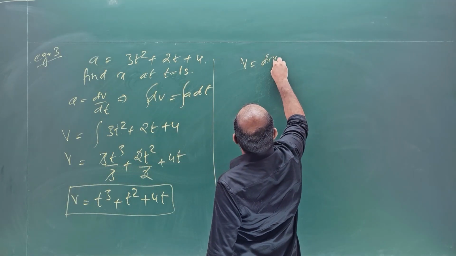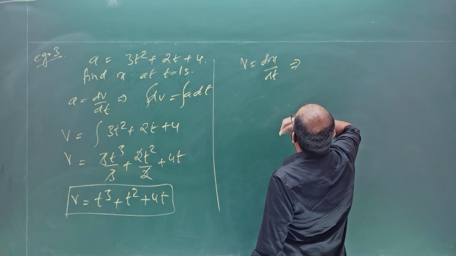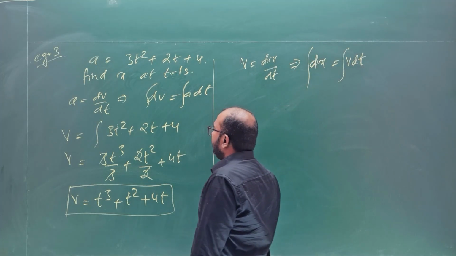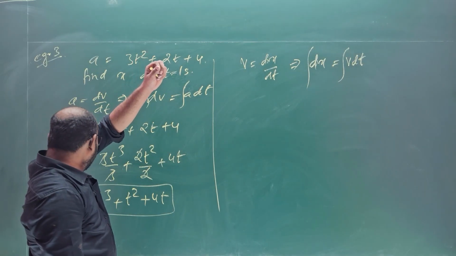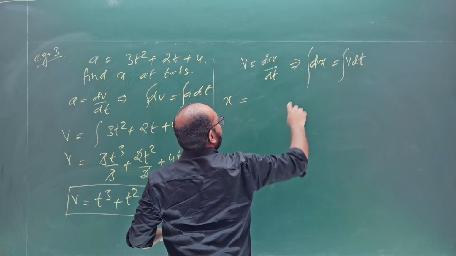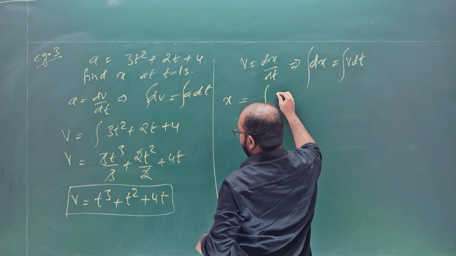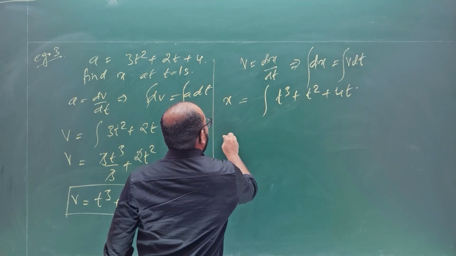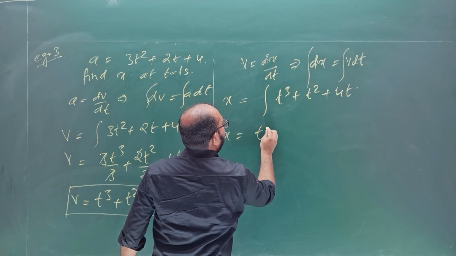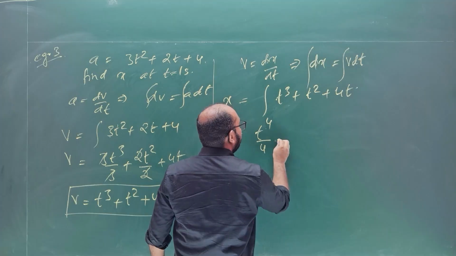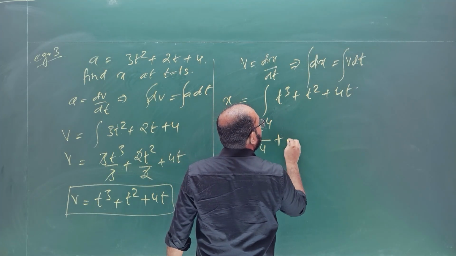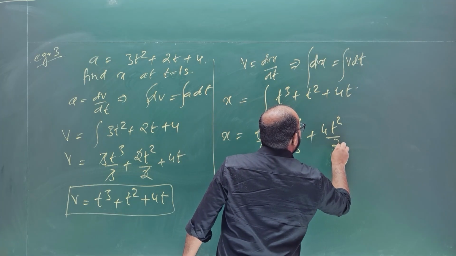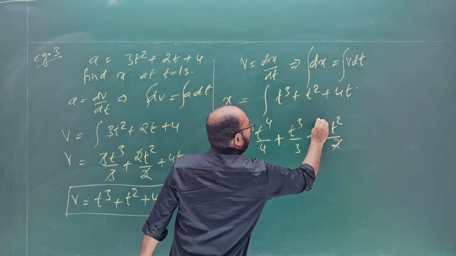And v is equal to dx upon dt. Can I write like this? And dx from here can be written as v dt. Integrating this, I will be getting displacement. And displacement x is equal to the integration of t cube plus t square plus 4t, or x is equal to t to the power of 4 upon 4 plus t cube upon 3 plus 4t square upon 2. The 2 cancels, leftover is 2.